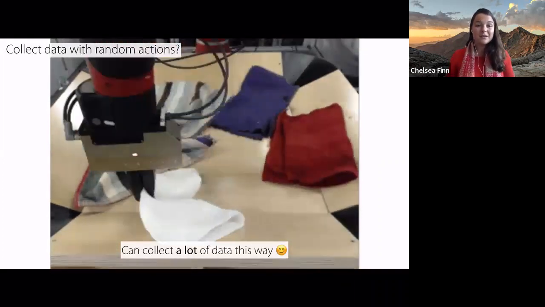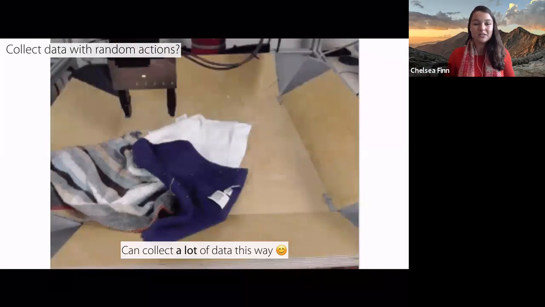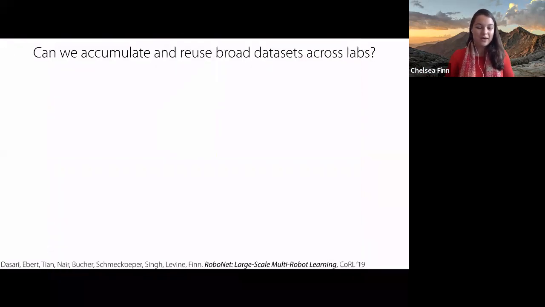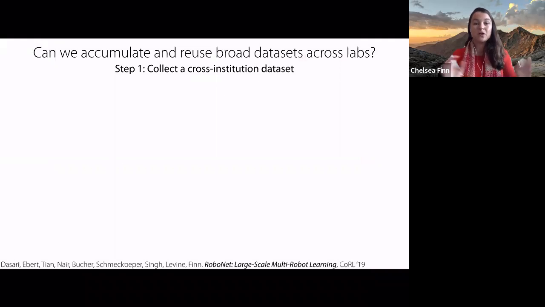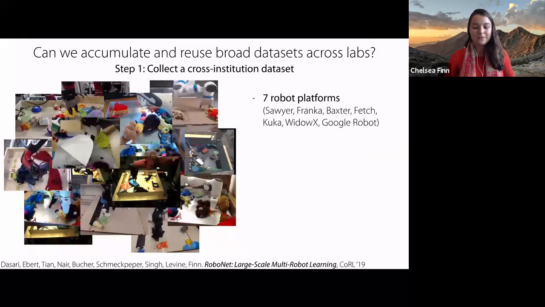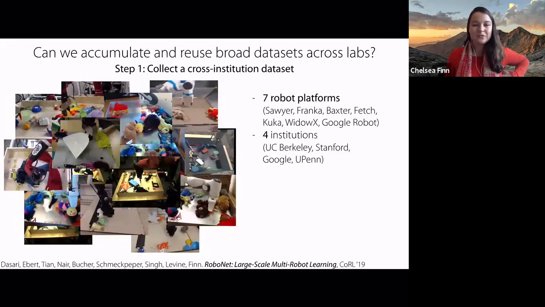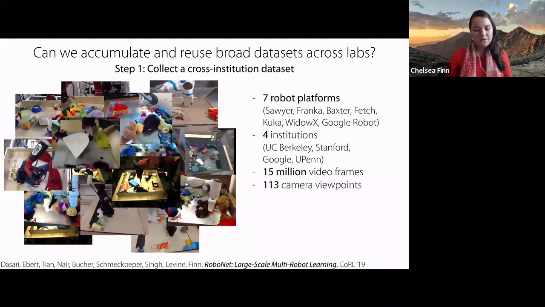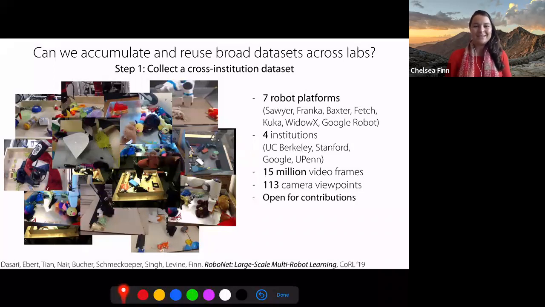And one of the things that we did to try to start collecting and sharing data across institutions is we collected a lot of data this way on different robot platforms across different institutions. So this is the result of that effort. This was data collected on 7 different robot platforms across 4 different institutions: UC Berkeley, Stanford, Google, and University of Pennsylvania. And it's hopefully a first step towards actually trying to share data and accumulate data across institutions. There's 15 million video frames, 113 different camera viewpoints. And importantly, it's also open for contributions so that we can hope to start accumulating more data and sharing data.